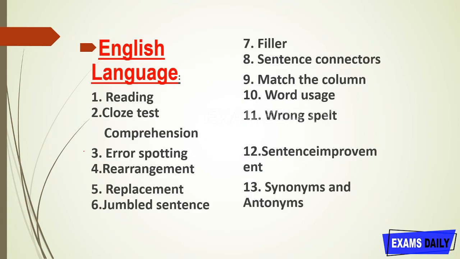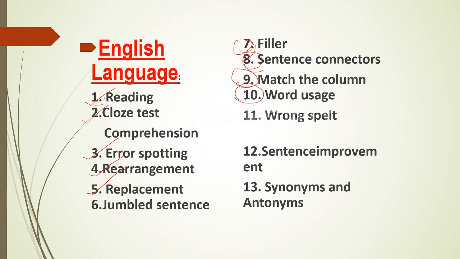Next, for English language, first it is reading comprehension, and next cloze test, and next error spotting, and then rearrangement, and next replacement, and jumbled sentence, and filler, then sentence connectors, and next match the column, word usage, wrong spelling, sentence improvement, synonyms and antonyms. And that's it for English language. So there are only 3 sections for this preliminary examination.